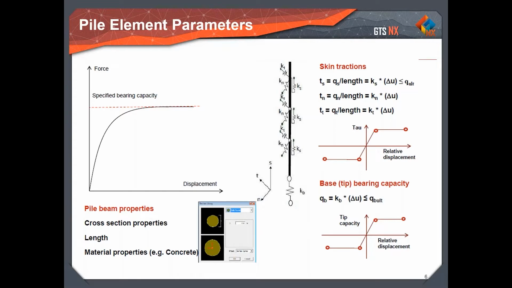Okay, so the same goes for the base or the tip bearing capacity. You have the QB, the base force, which equals KB, the base stiffness, multiplied by delta U, and this has to be less than or equal to QB ultimate, which is a value for tip bearing capacity, input again for your model. Right. So for example, you can choose from a library of cross sections the shape of the pile, and input the dimensions, and the section properties will be calculated automatically for you.